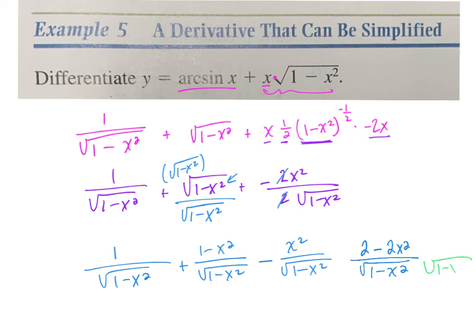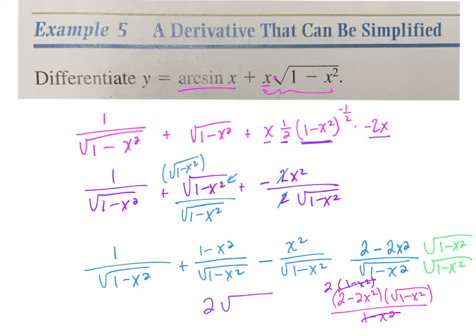So they did this. They rationalized the denominator is what they did. So we rationalize it, getting the root out of the denominator, right? And so what happens here is on the top, you end up with 2 minus 2x squared times the square root of 1 minus x squared. And on the bottom, you end up with 1 minus x squared. And then they factored out a 2 and had 1 minus x squared here. And they canceled those guys. So they end up with 2 square root of 1 minus x squared.